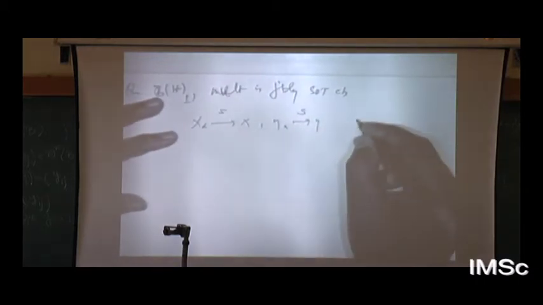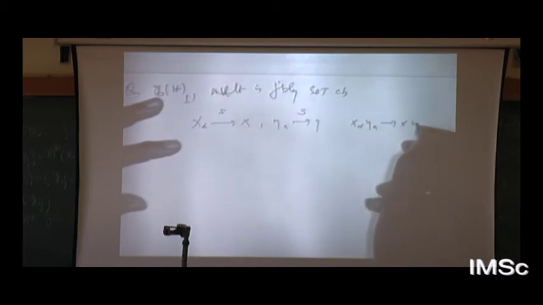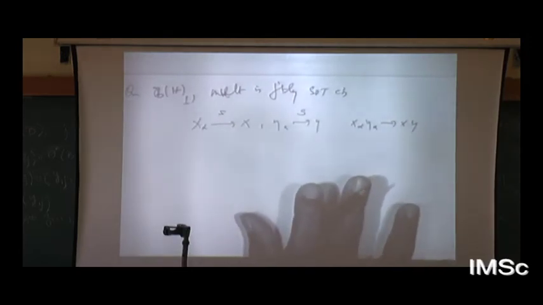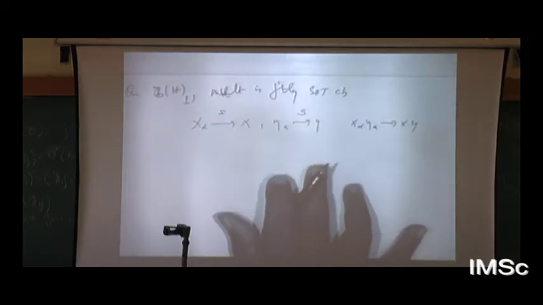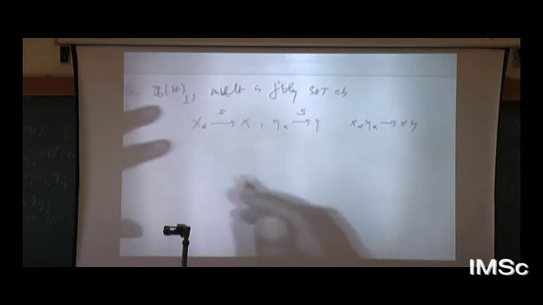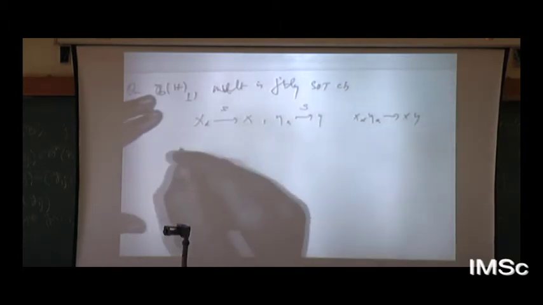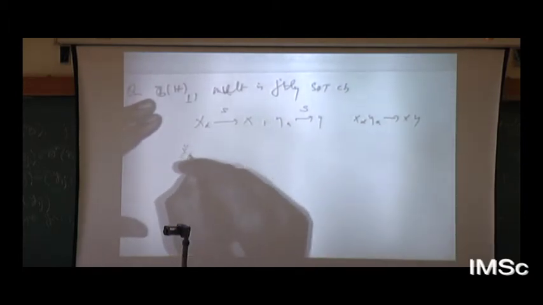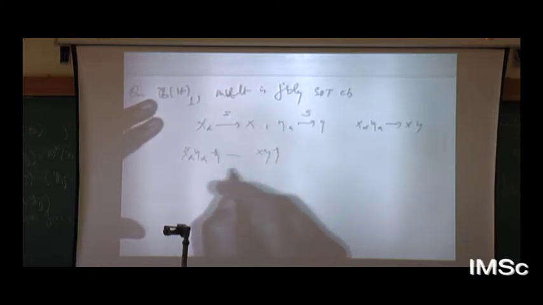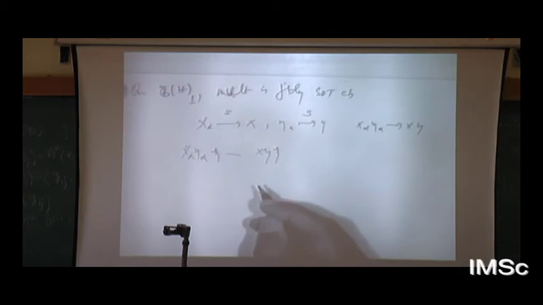I want to say that x_alpha y_alpha converges to xy. Here everybody has norm less than or equal to 1 by hypothesis. So there is an epsilon by 3 kind of argument, because you take x_alpha y_alpha xi minus xy xi, and you want to make this small. I've been through this kind of argument before.